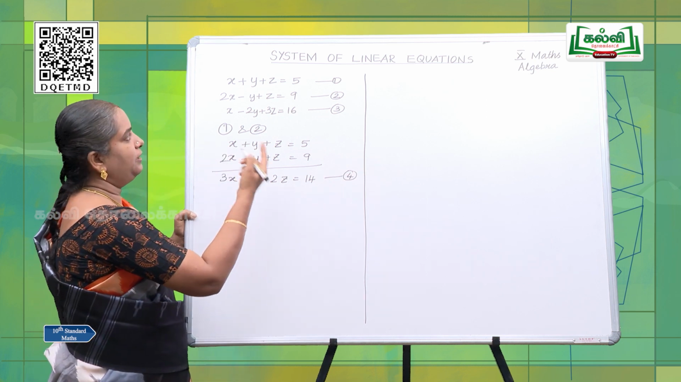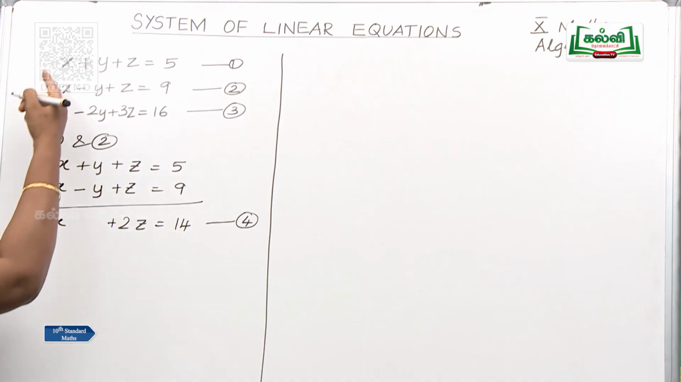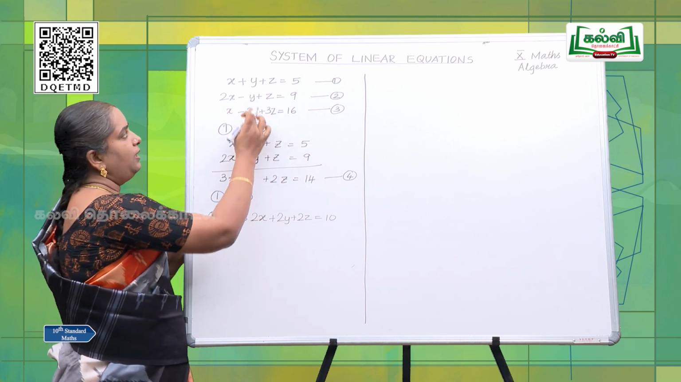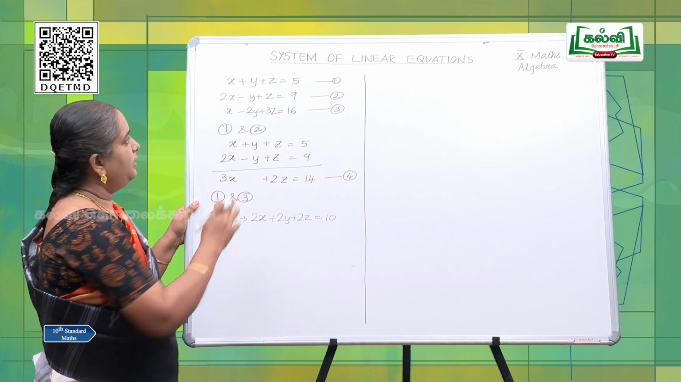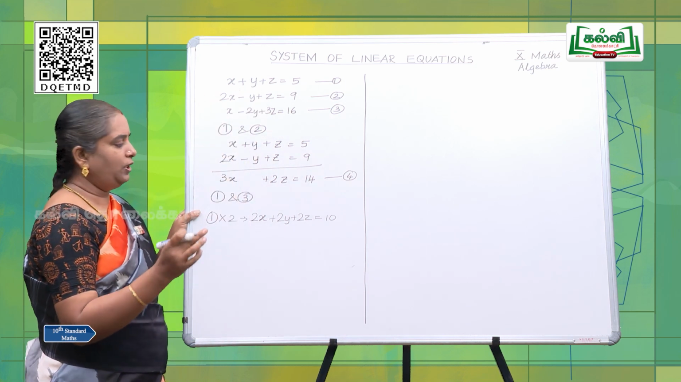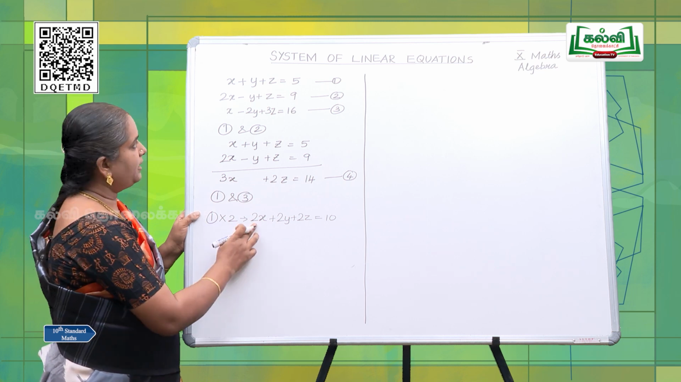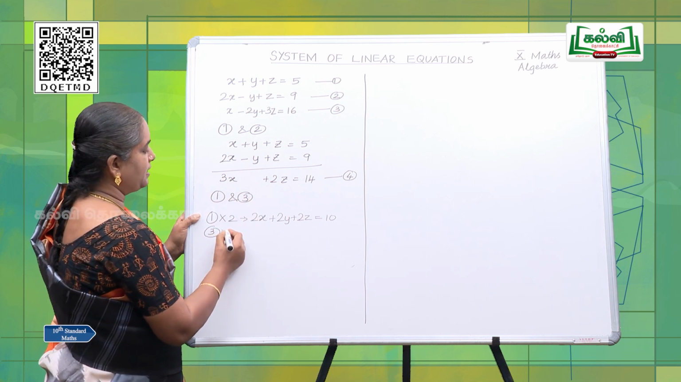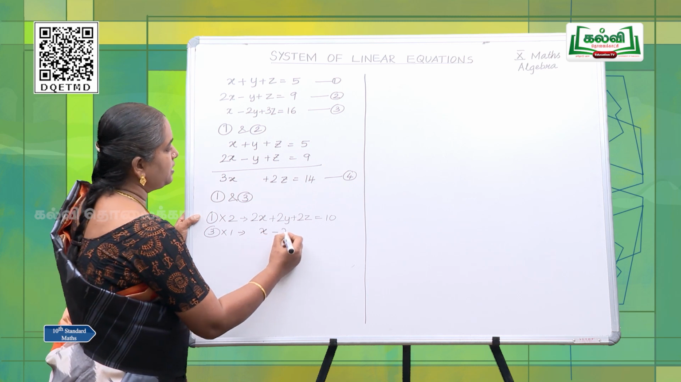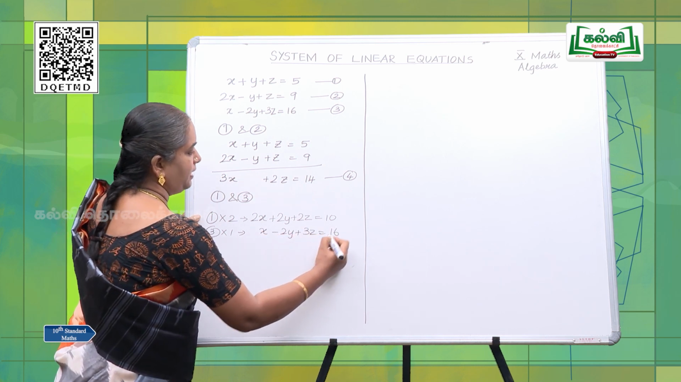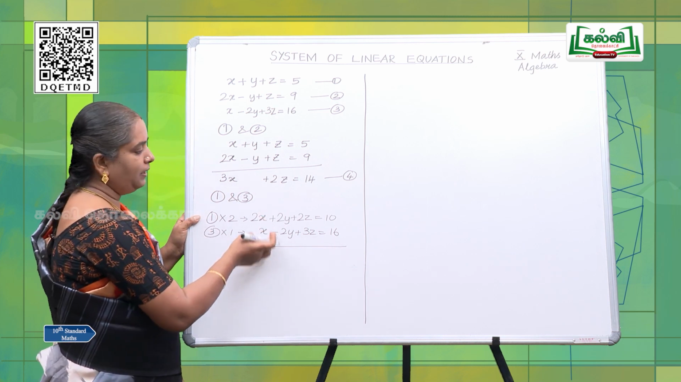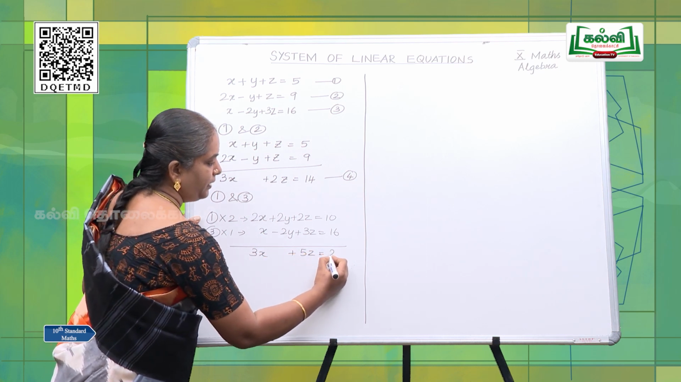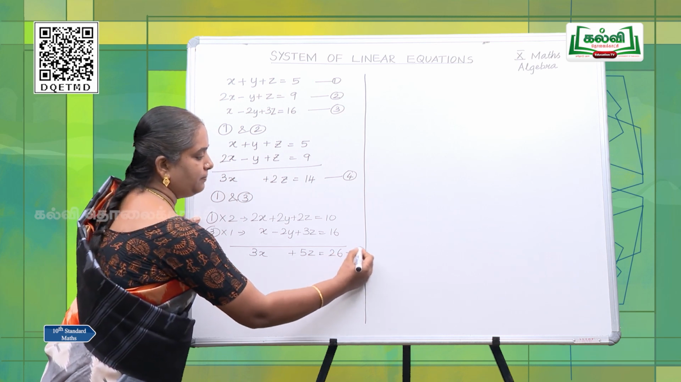Okay, let us take the other pair. We have taken 1 and 2. Now let us take 1 and 3. We have to eliminate y from these two. To eliminate y, we should have the same coefficient in the first equation also. For that, I am going to multiply the first equation by 2. That is 2x plus 2y plus 2z equals 10. And the third equation can be taken as such, multiplying by 1, we get x minus 2y plus 3z equals 16. Now adding, we eliminate y. So 3x plus 5z equals 26 is our fifth equation.